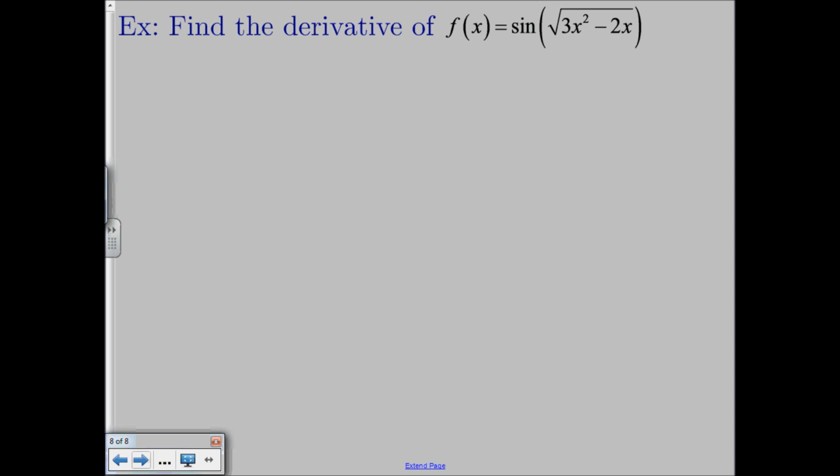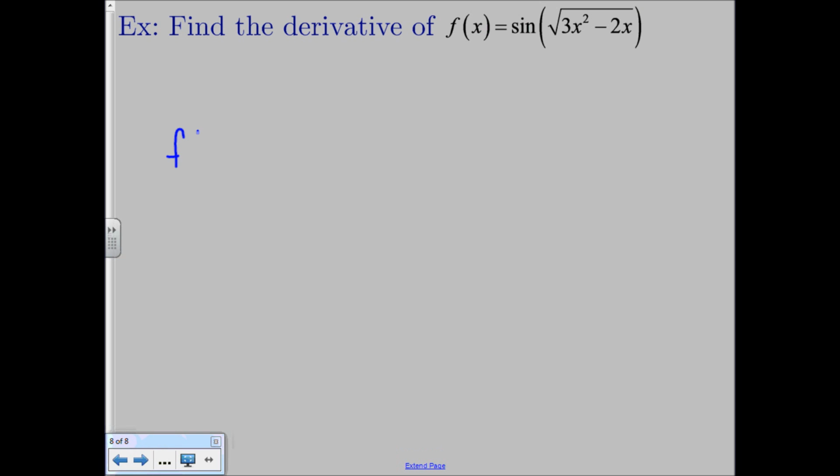Yep, so this one is a more complicated function because if you look, we have the sine of the square root of 3x squared minus 2x. So we have a function inside of a function inside of another function. We have three functions nested inside of each other there, which means that we're going to have to apply our chain rule more than one time.